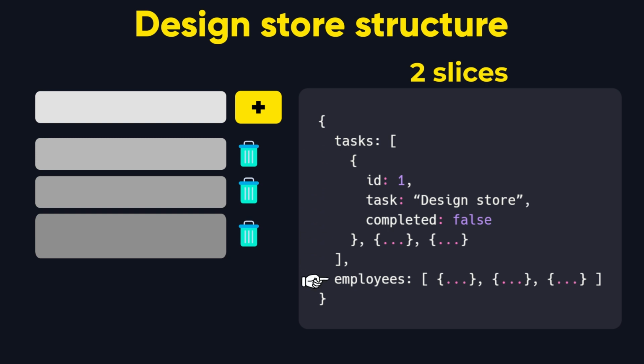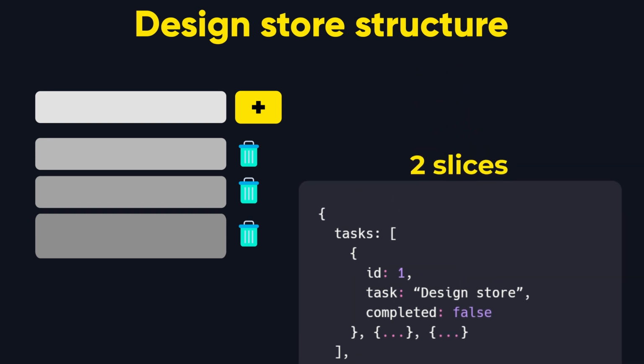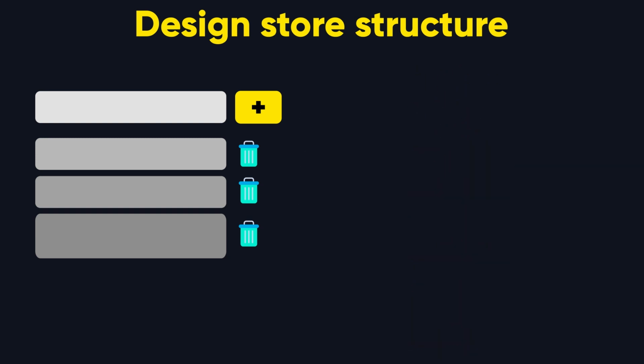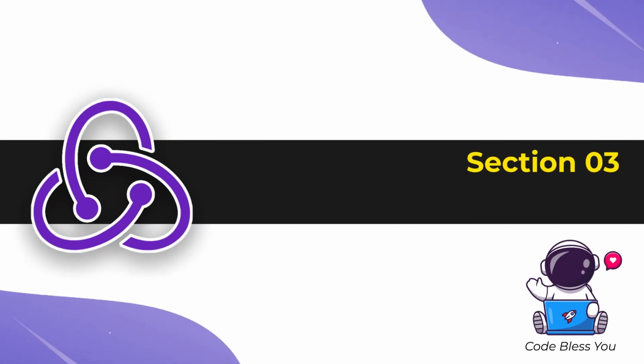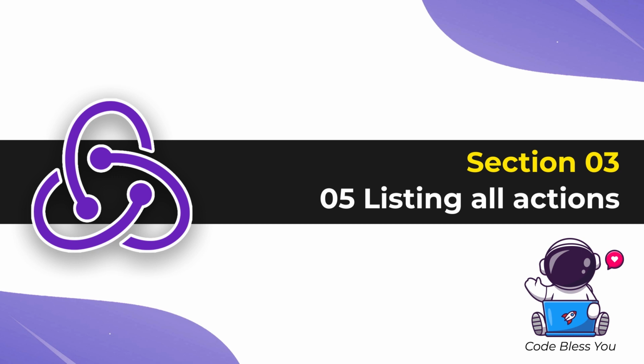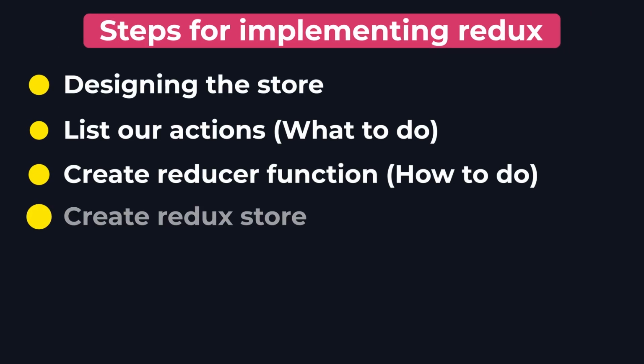So we have to add 2 reducers, one for each of them. For now, we don't want that complexity. We will do that in the upcoming sections where we can see how to combine different reducers into a single reducer. So finally, we just need an array as the store in which we define all our tasks. So we completed our first step.